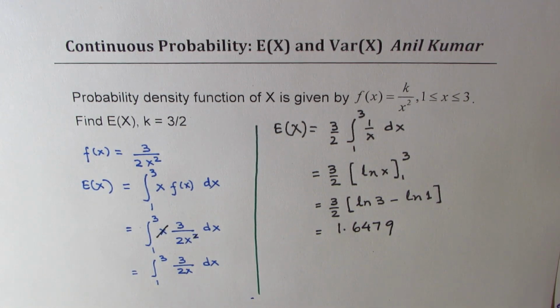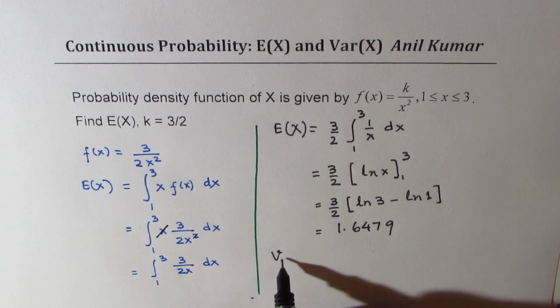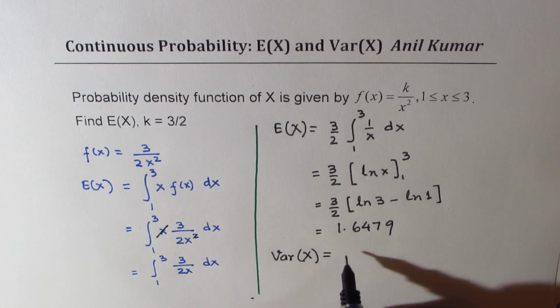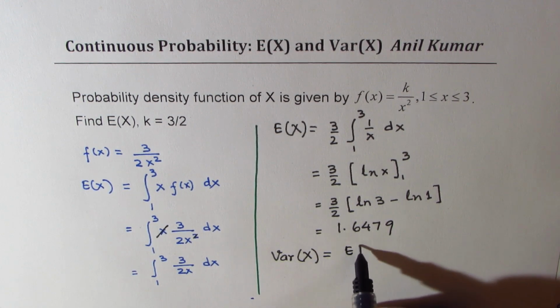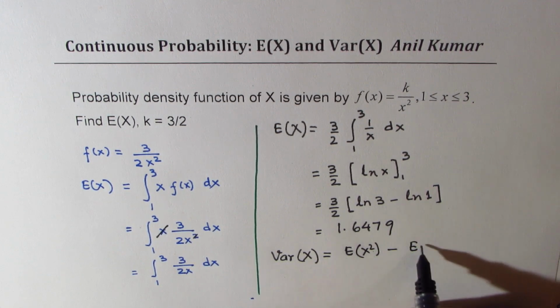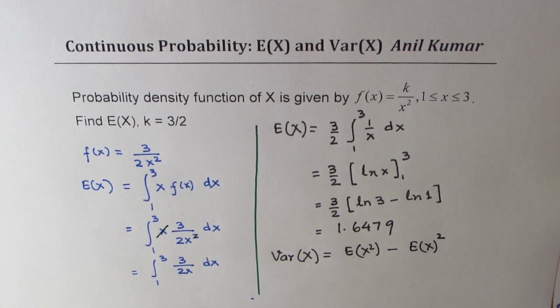So now let's move on, and we can now find the variance. Move on to the next part. Variance is equal to the expectation of x squared minus this value squared, right?